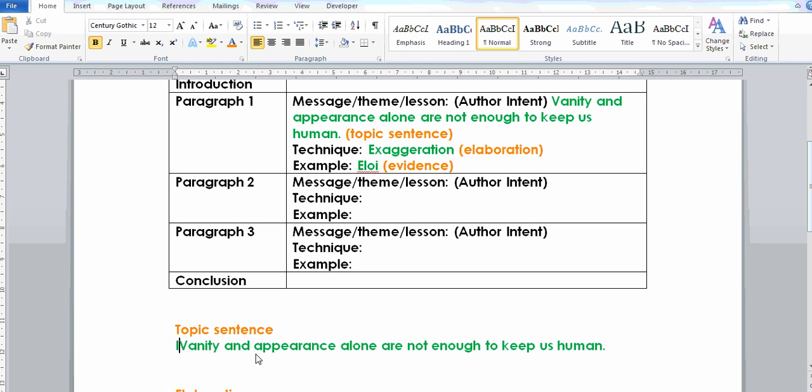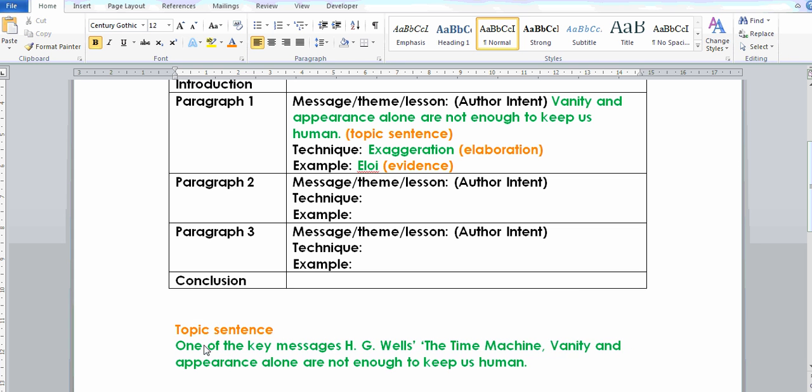going to write, in H.G. Wells's The Time Machine. Oh, actually, I'm going to change that a little bit. So, how embarrassing. I'm going to say one of the key messages in H.G. Wells's The Time Machine is that vanity and appearance are not enough to keep us human.